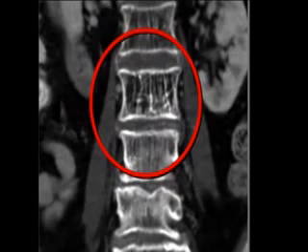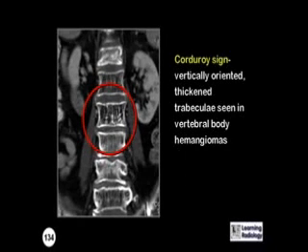What is the name given to this sign? This is the corduroy sign, the vertically oriented and thickened trabeculae seen in a vertebral body which contains a hemangioma.